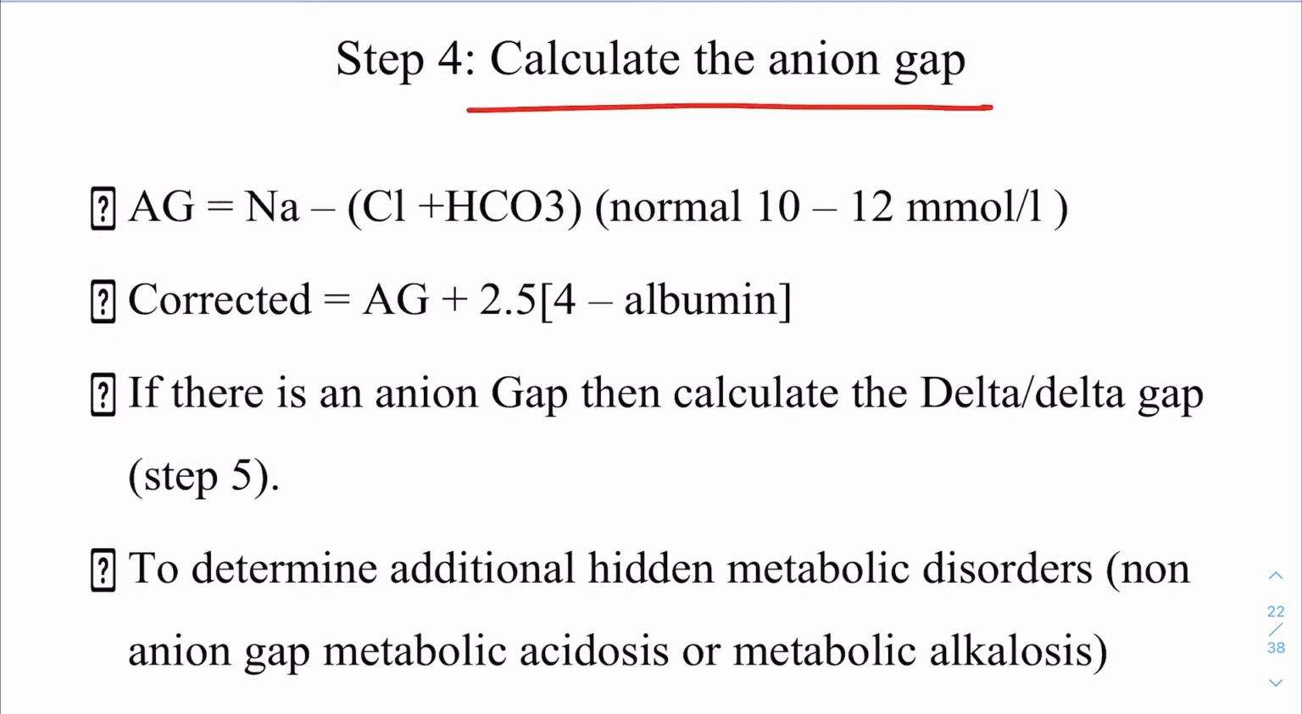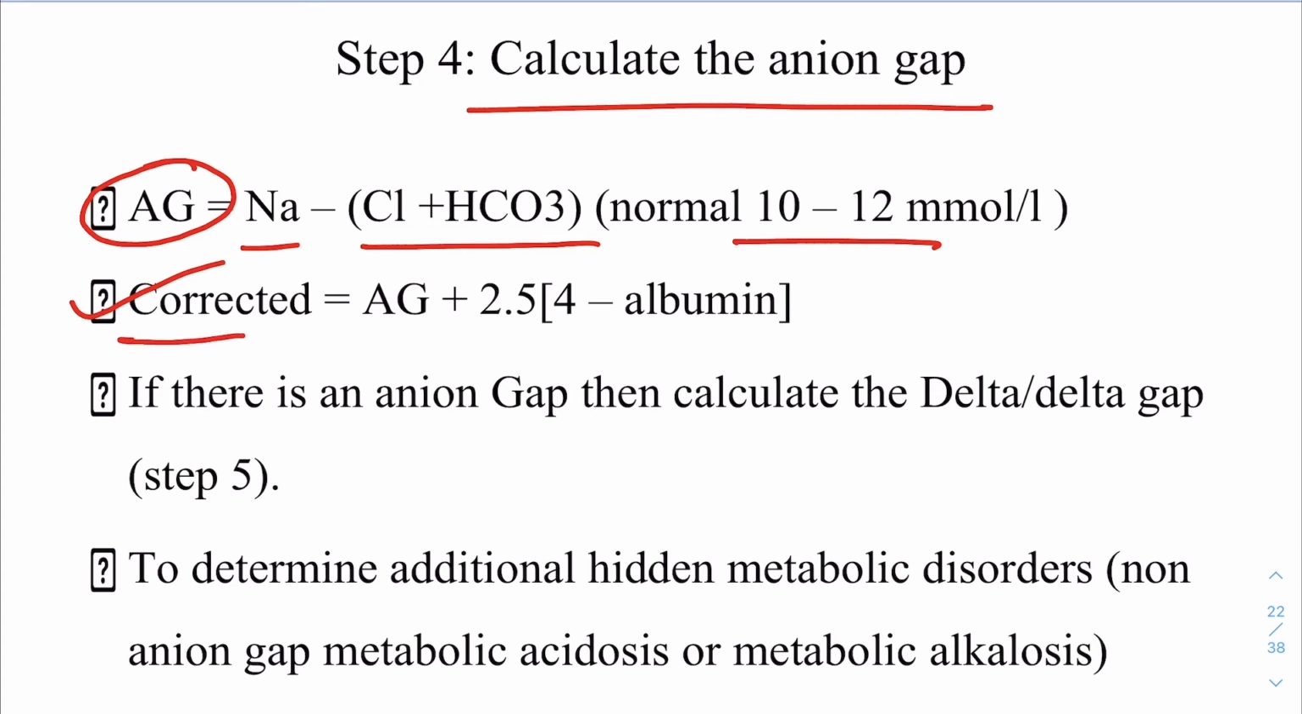How to calculate the anion gap? Anion gap means sodium minus chloride and bicarb. Normal anion gap is between 10 to 12. As I said before also, we need to find out the corrected anion gap. How do we calculate the corrected anion gap? The measured anion gap plus 2.5 multiplied by 4 minus albumin. So this is the formula to find out the corrected anion gap with the help of serum albumin level.